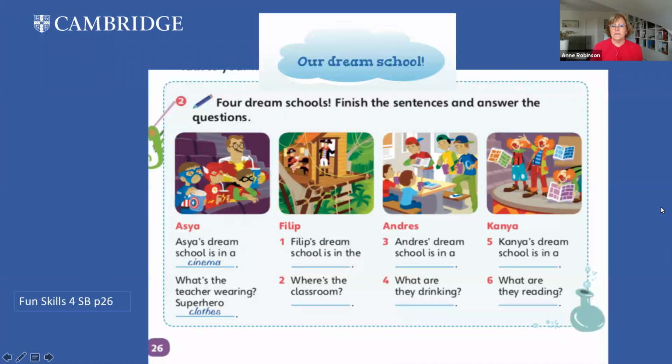In Fun Skills, there's a unit about our dream school. So I took this as an example of where we could generate a lot of these compound words, or just to show students that we can create these and join words very productively. So these are dream schools for 4 students. And you can see that Philip's dream school is in a tree house. His classroom is in a tree.